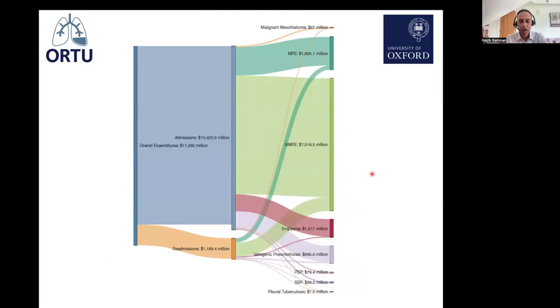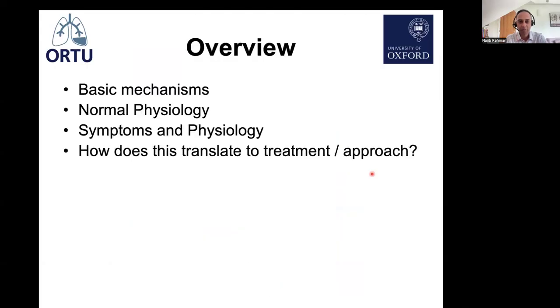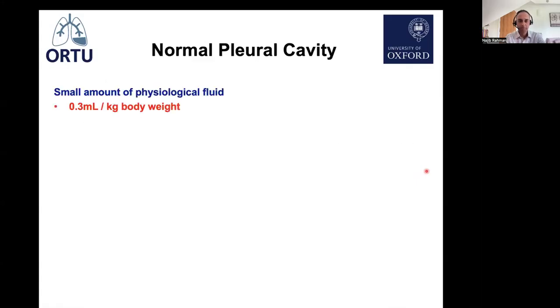And I think we all know that pleural disease is an important area. It's a diagnostic challenge and therefore important that we understand the area extremely thoroughly. So this is what I'm going to cover in the next 20 minutes or so. We'll talk about basic mechanisms within the pleura. It's important to understand normal physiology, and thereafter we can then understand what symptoms and physiology are in pleural disease and how they are related. And importantly, how this then translates to a treatment approach, which is pretty critical when we think about the patient presenting with an undiagnosed pleural effusion, about which you will have lectures later on in the course.